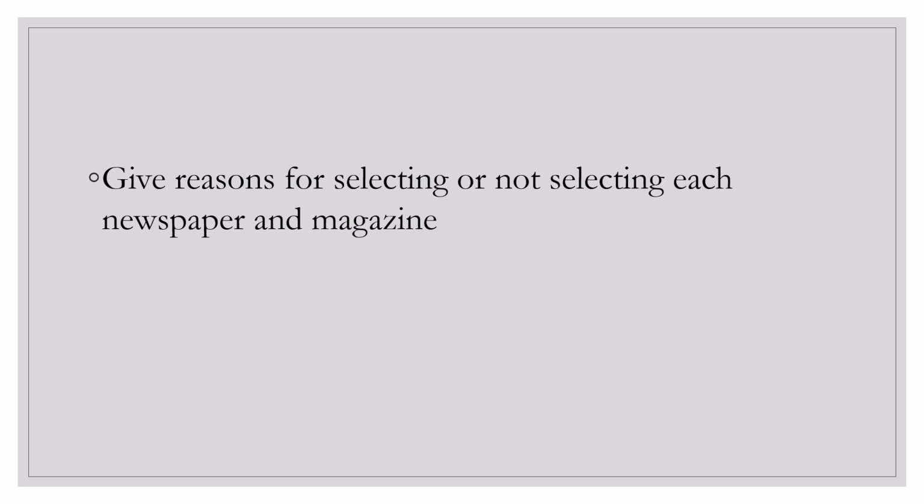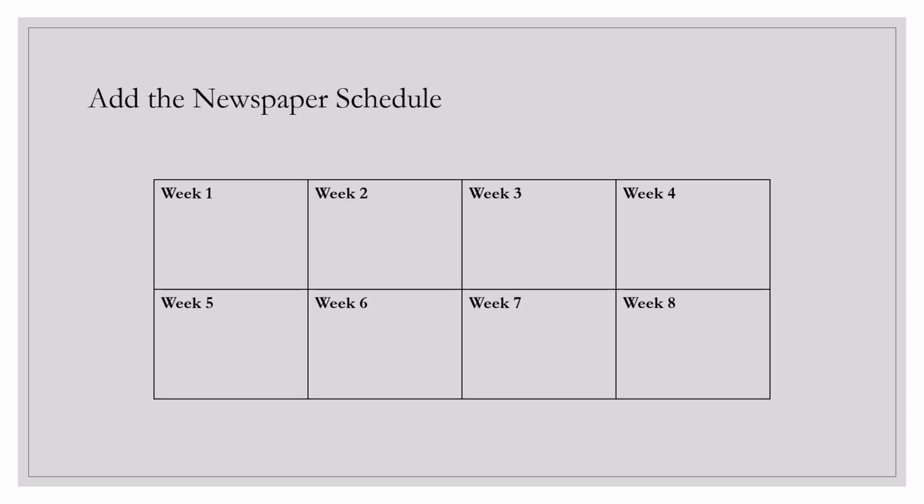After you've finished totaling, reaching your goal, which was 3 crores, give reasons for selecting or not selecting each newspaper and magazine, which simply means that every magazine and newspaper will have details of why you have selected or why you have not selected that particular vehicle. After you finish that, draw the newspaper schedule.